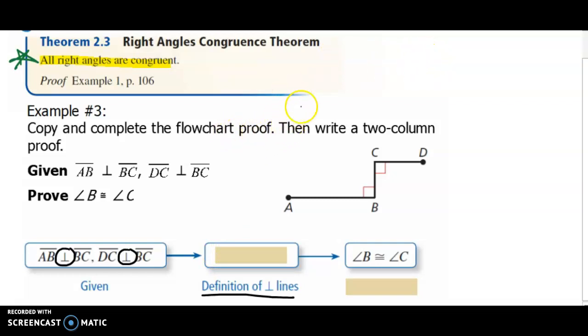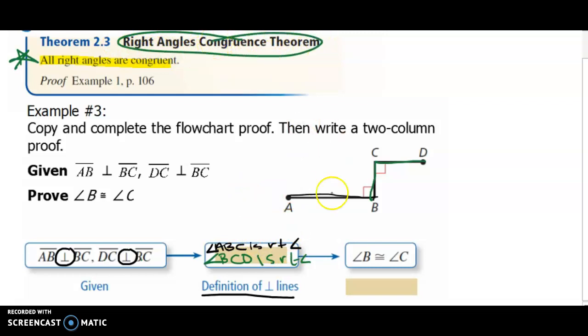Okay, so if AB is here and BC are perpendicular, that means angle ABC is a right angle. And then also, if DC is perpendicular to BC, that means that angle BCD is a right angle. Now, if they're both right angles, by the right angle congruence theorem, that means they have to be congruent. So right angle congruence theorem.